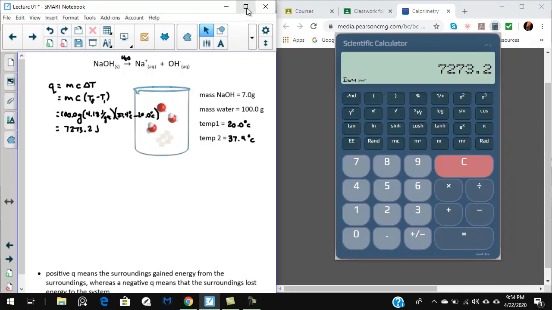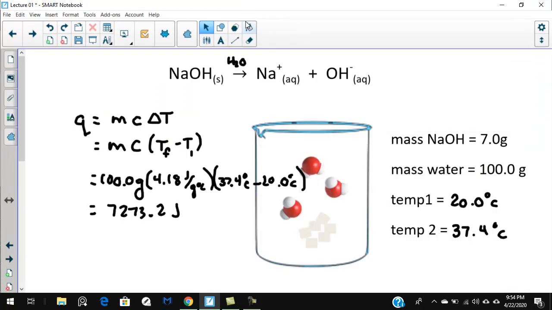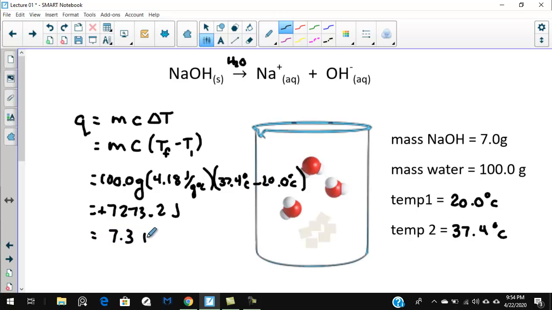7273.2 joules of energy were released and absorbed by the water. We know it's absorbed because this is a positive value. So the water absorbed, let's switch that over to kilojoules. We just divide by 1,000. So 7.3 kilojoules of energy was absorbed by the water when 7 grams of NaOH was dissolved.